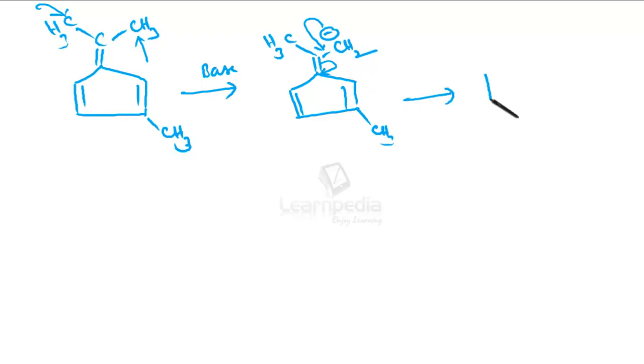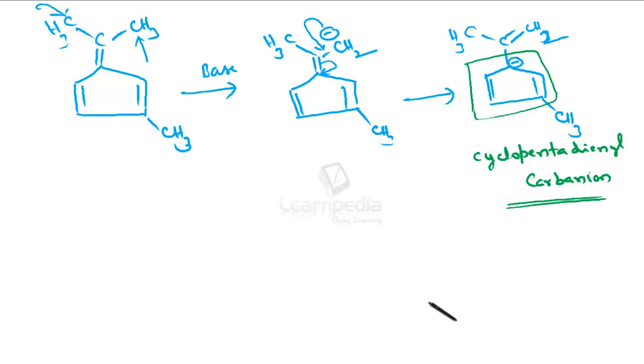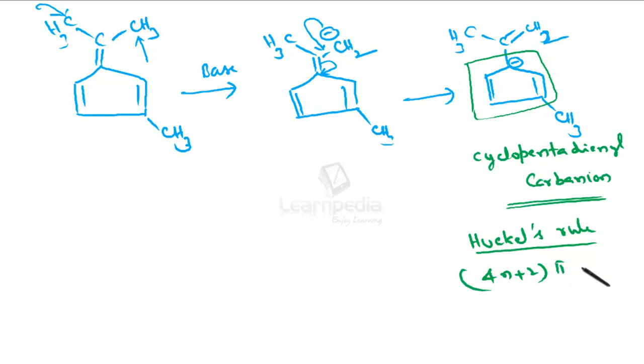what? And here is the negative charge. And if you observe this part, it is a cyclopentadienyl carbanion. And this cyclopentadienyl carbanion is the one which obeys Huckel's rule. That is, it will have 4n plus 2 pi electrons and thereby is aromatic in nature.